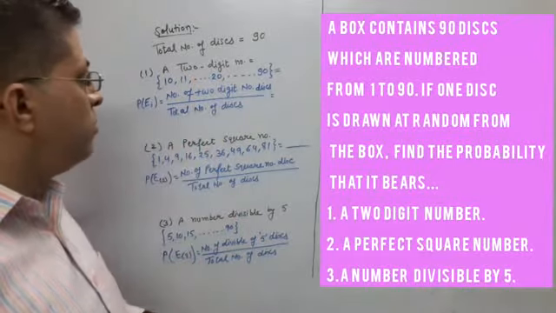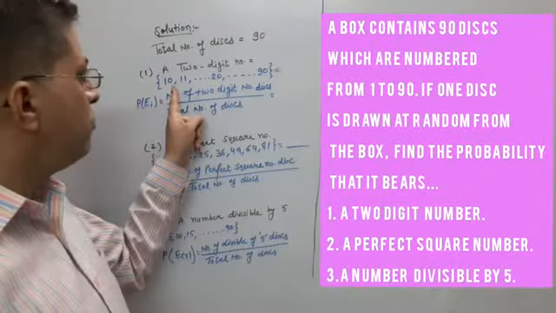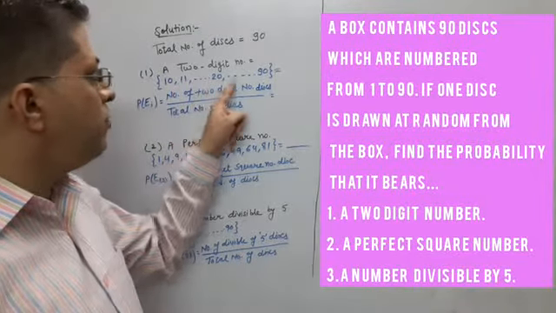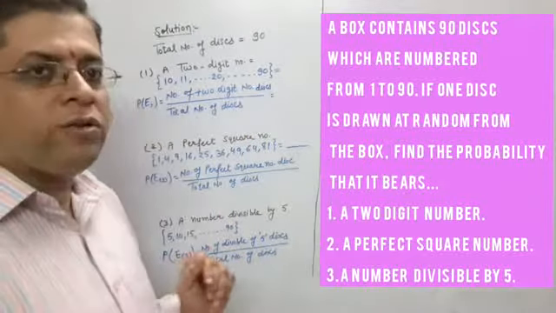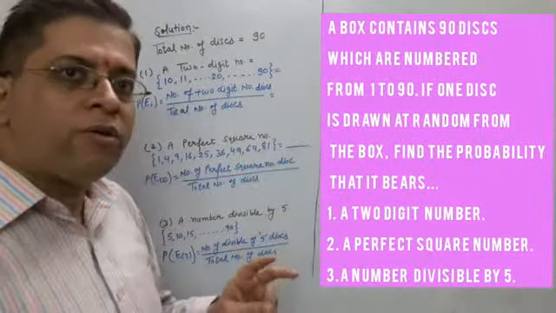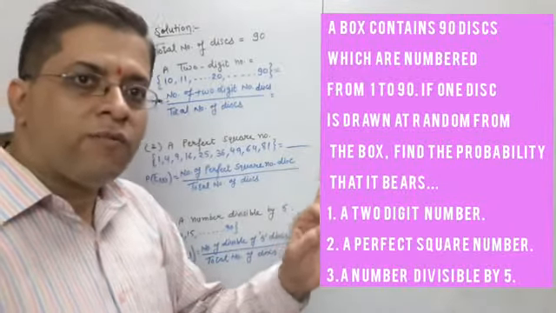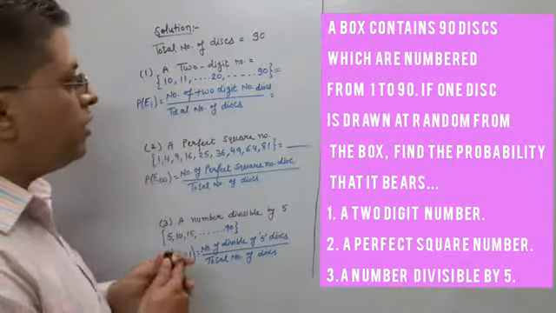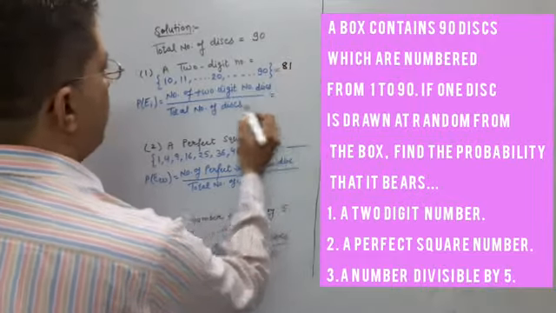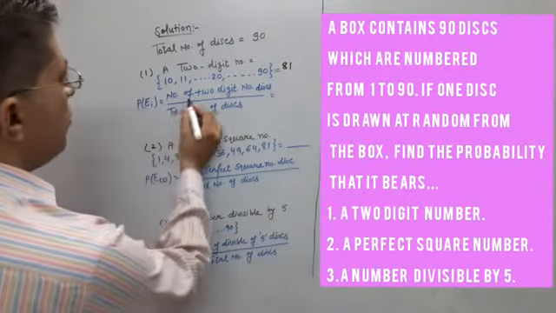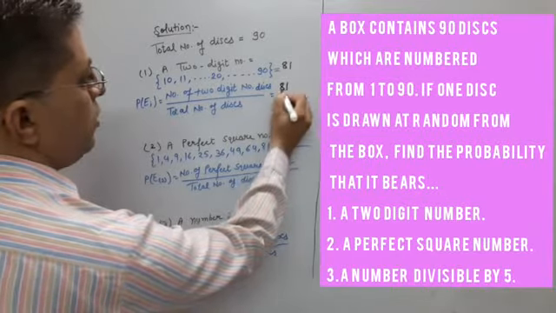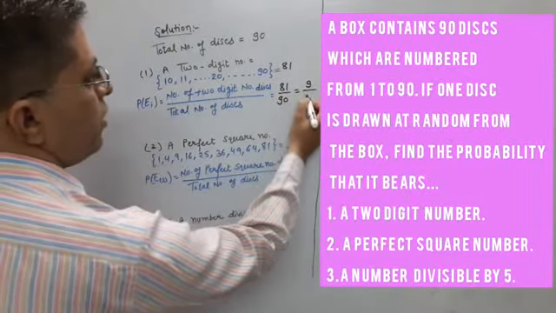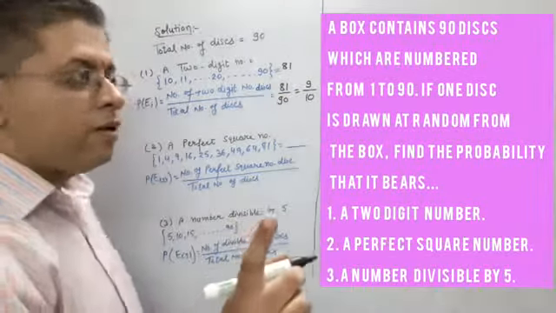What is the first question? A 2-digit number disc. How many are these? Let you see, 10 is a 2-digit number. From 11, 12, 13, 14 up to 90. From 11 to 90, how many numbers? Definitely you will get 80 numbers. Okay, one number is extra here, 10. This will be 81. So number of 2-digit number discs is 81 and total number of discs is 90. So 9 9s are 81, 9 10s are 90. Clear?